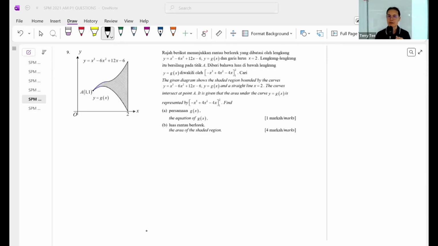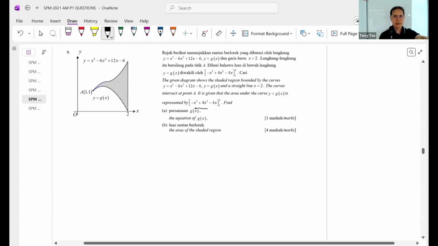Question number 9, this is Form 5, Chapter 2, combined with Chapter 3. Integration and differentiation combined. Okay, so the given diagram shows a shaded region bounded by the curve y equals g(x) and the straight line x equals 2. So the curves intersect at point A. It is given the area under the curve g(x) is represented by this.